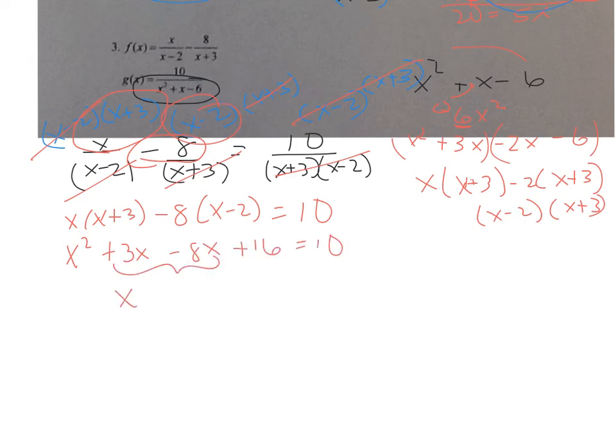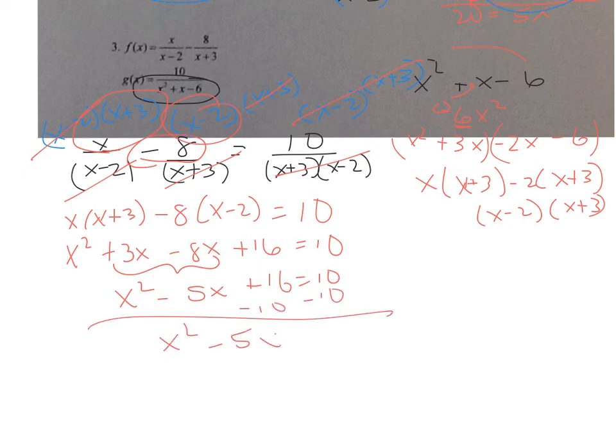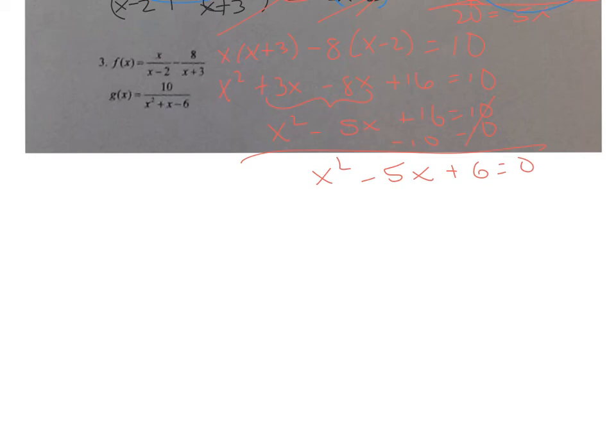Combine like terms, x squared minus 5x plus 16 equals 10, minus 10. X squared minus 5x plus 6 is equal to 0. Okay, so now we're going to factor. So I'm going to multiply the first times last, I get positive 6x squared. So what multiplies to 6 and adds to 5, and I want negative 5, so that's negative 3x and negative 2x. Bring down the 6, bring down the x squared.